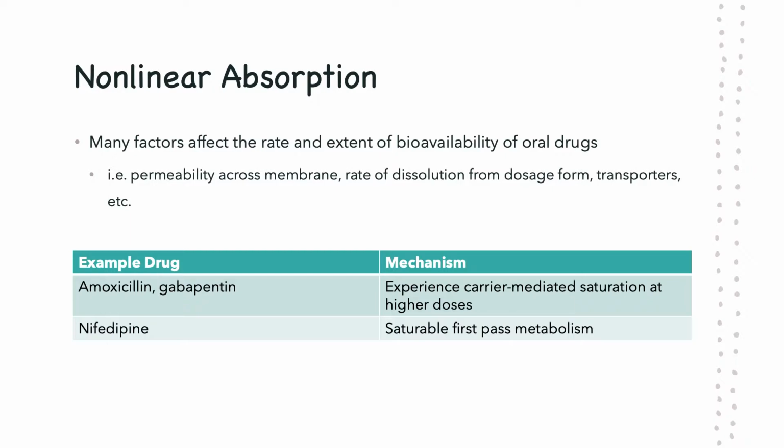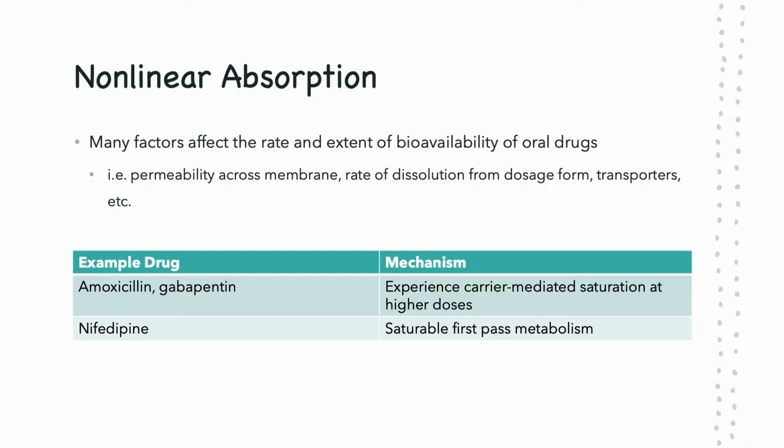There are many factors that affect the rate and extent of bioavailability of oral drugs, including permeability across membranes, the rate of dissolution from the dosage form, as well as transporters. Some examples are listed here in the table below. So for amoxicillin and gabapentin, they experience carrier-mediated saturation at higher doses.